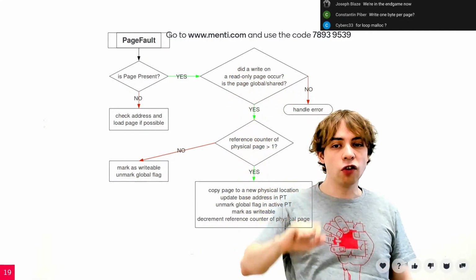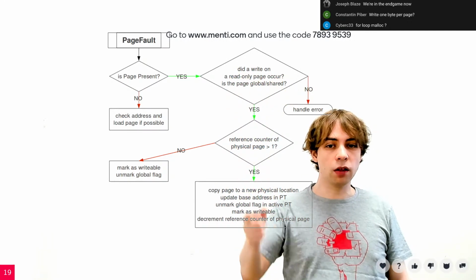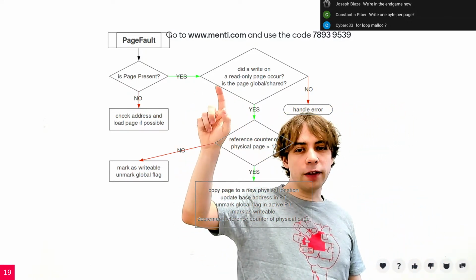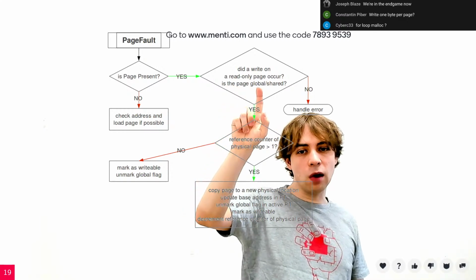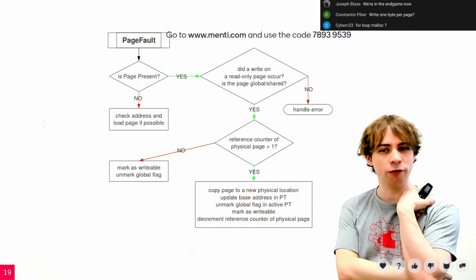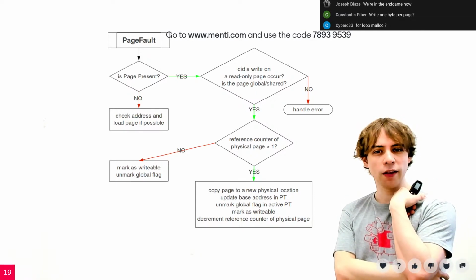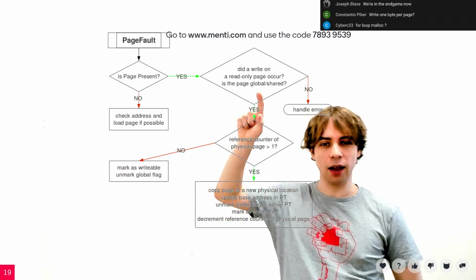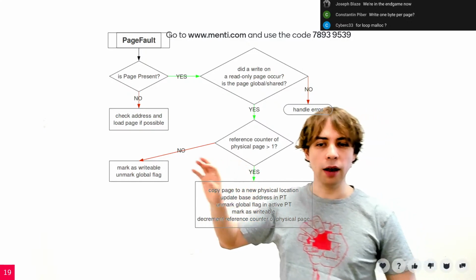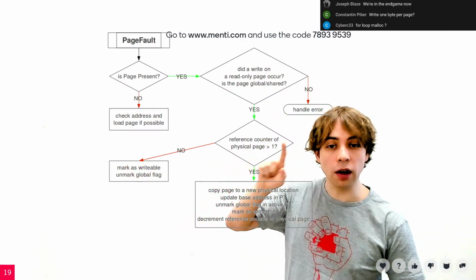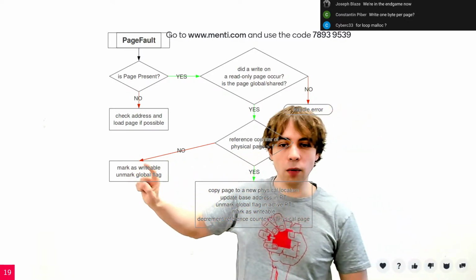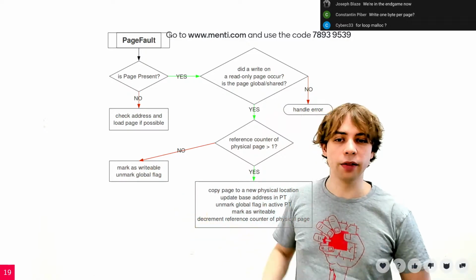Then in this case, if it should not be writable, this is an error. Here it says, what if the page is global or shared? What does that global mean? I mean, I saw the global bit before. So we have to think about this global bit a bit more. If it's global or shared, then if the reference count is larger than 1, then we mark it, or if it's not larger than 1, if it's 1, then we mark it as writable and unmark the global flag.